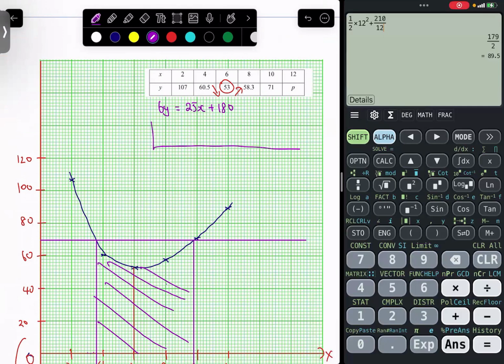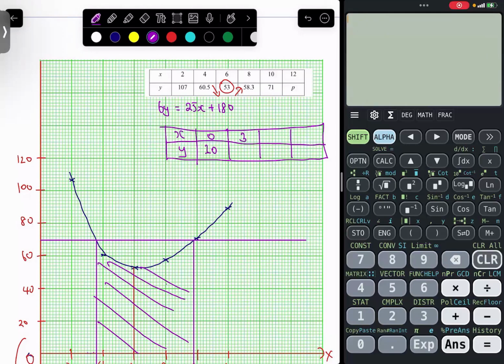To create this table, let's just draw a table. So let's say this is x and y. The first value I'll get is probably x equals 0. So 6y equals 180, 180 divided by 6, y equals 30. The next value I'll get will probably be a multiple of 3, so when x equals 3, what happens? 25 times 3 plus 180, and then divide by 6.